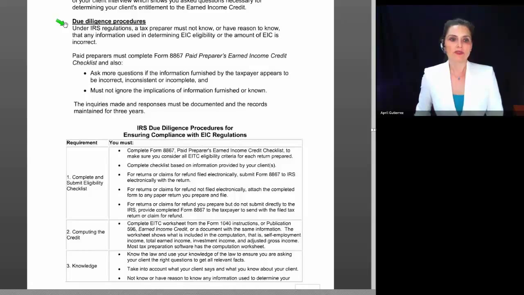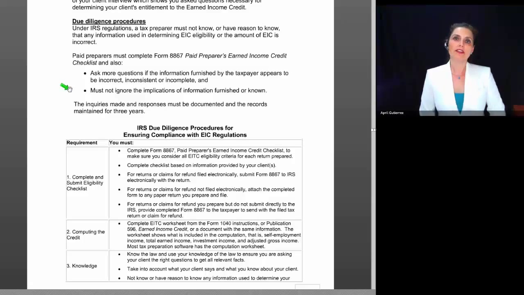There are due diligence procedures, and under the regulations, a tax preparer must not know or have a reason to know that any of the information used in determining earned income credit eligibility or the amount of the earned income credit is incorrect. Paid preparers must also complete Form 8867, Paid Preparers Earned Income Credit Checklist, and they must also ask more questions if the information furnished by the taxpayer appears to be incorrect, inconsistent, or incomplete, and they cannot ignore implications of information that is furnished or known.